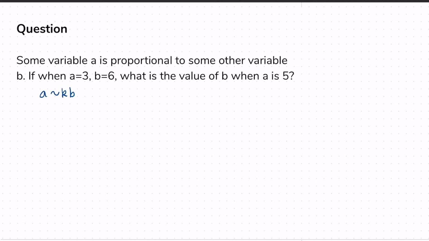So I've got A equals 3. So 3 is equal to, because now I have some actual figures, K times B, which is 6. So A is 3, B here is 6. So we get 3 equals 6K. I divide both sides by 6, and I get K equal to 3 divided by 6, half.